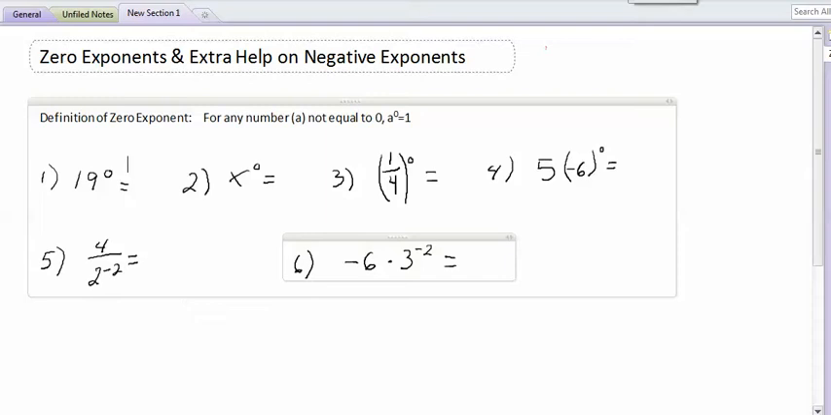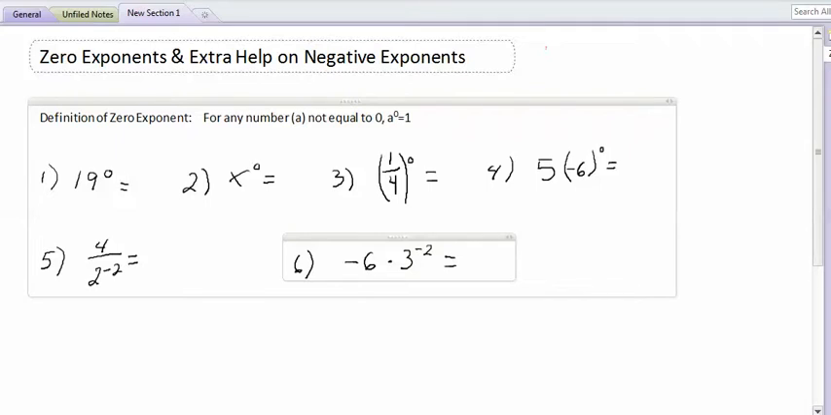Okay, the next lesson is going to be dealing with zero exponents, and I'm going to give you a little extra help on negative exponents. I saw in your homework there were a couple of difficult problems, so I'm going to give you some guidance with those. Okay, the first thing I want you to do is somewhere in a composition book, write down the definition of zero exponent.